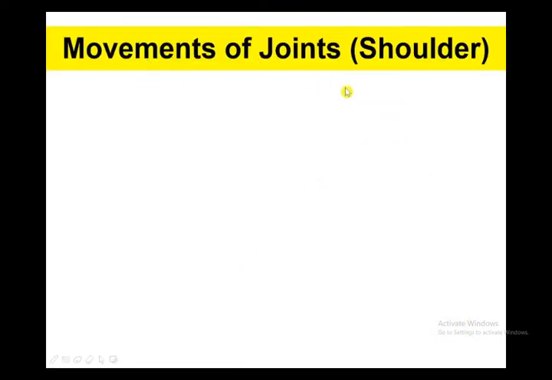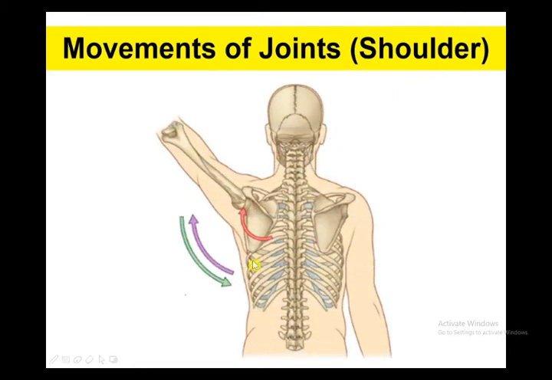Let's talk about the movements of joints, especially in the shoulder part. Here the arrows are representing the movements performed by the shoulder. If you take the arm away from the midline and bring it back, or maybe we can say the angle here, this motion is represented as abduction and adduction respectively.